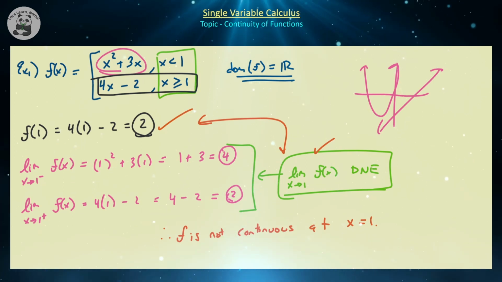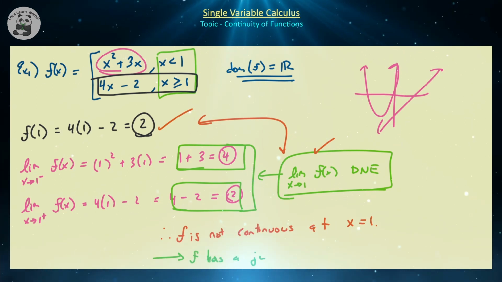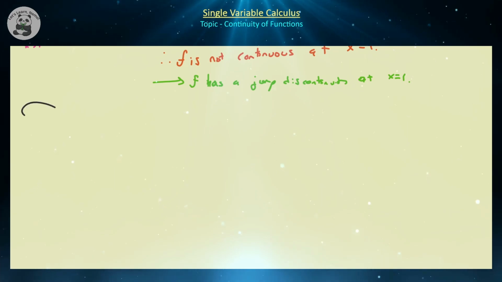Moreover, notice that the left-hand limit and the right-hand limit are not equal to each other. Therefore, you can also say that f has a jump discontinuity at x equals 1 by looking at the left and the right hand limits, so you can have some graphical insight of what this function actually looks like. Let's look at another function to see if it's continuous at some particular value.